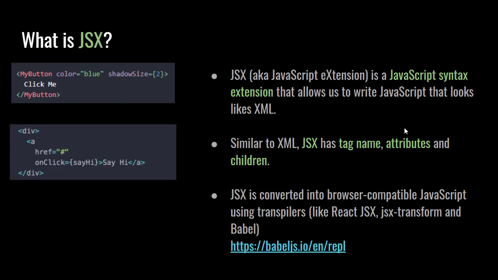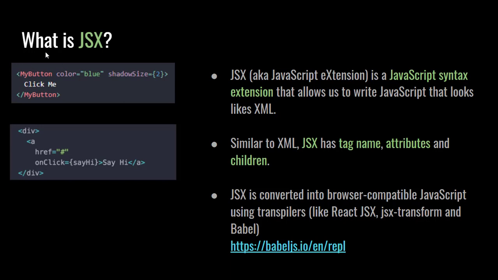This is the same thing. So similar to XML, just to note, JSX has tag names and attributes and children. Not too similar to HTML, but okay, we're going to say it's close to XML. And as we said, if you notice up here, there's a button. That button, we'll talk about components. So that gets translated down again into JSX.